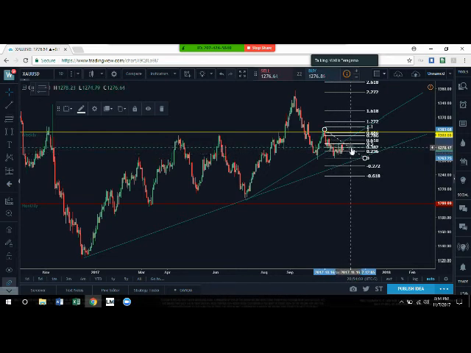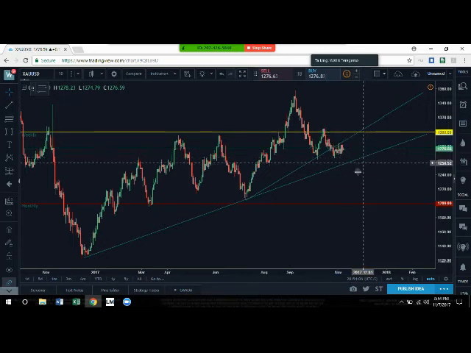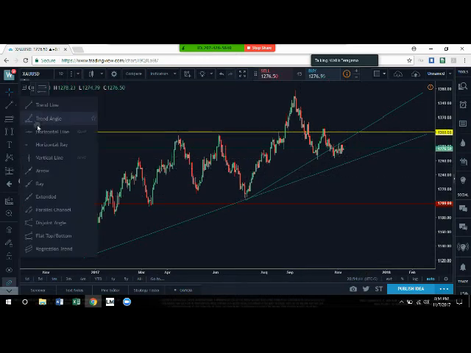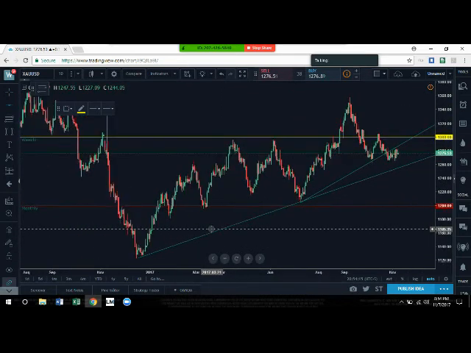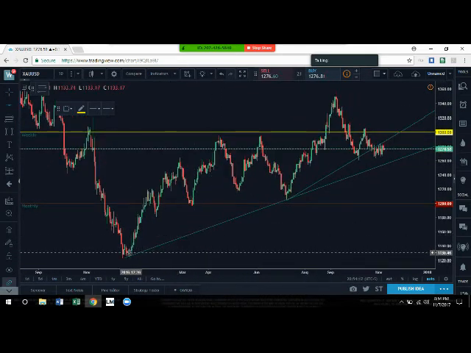Let's see. Right here. If I want to do right there. Yeah, I'll do right there. Again, guys, you don't want to have so many lines on your chart that it looks cluttered or confusing. Just a few.